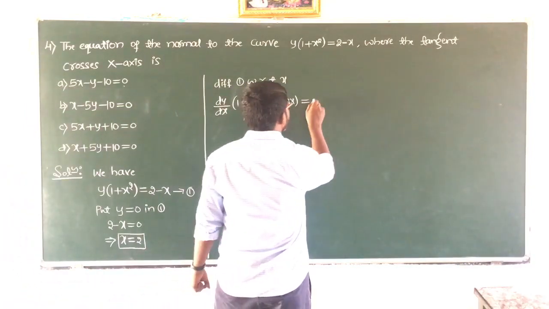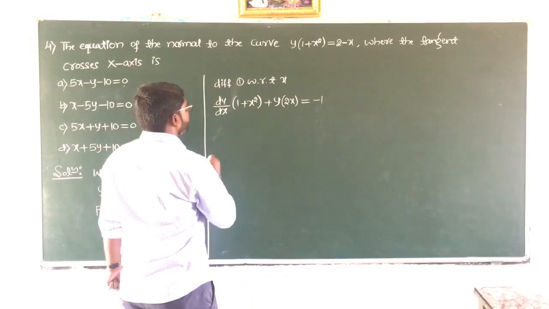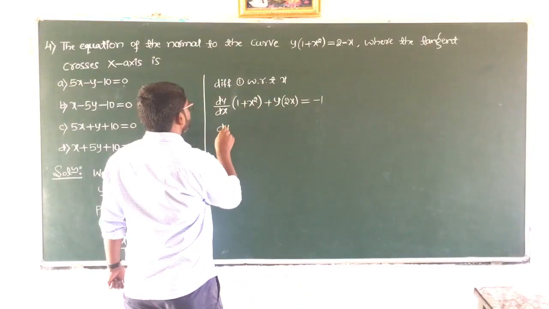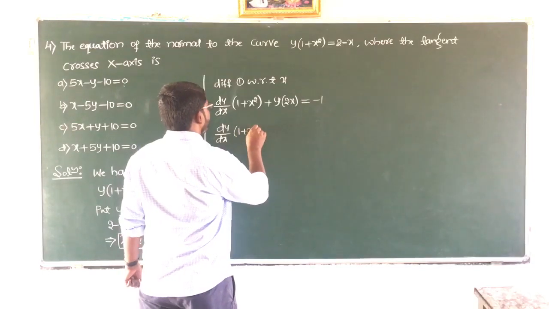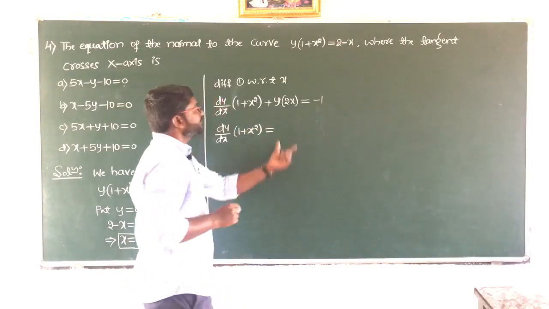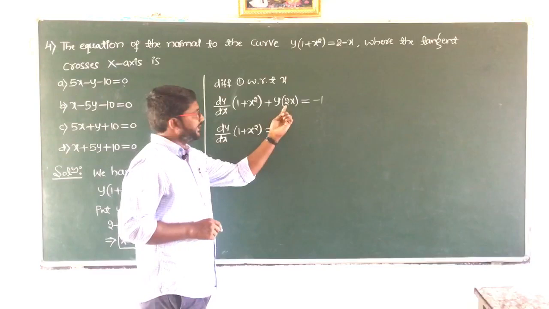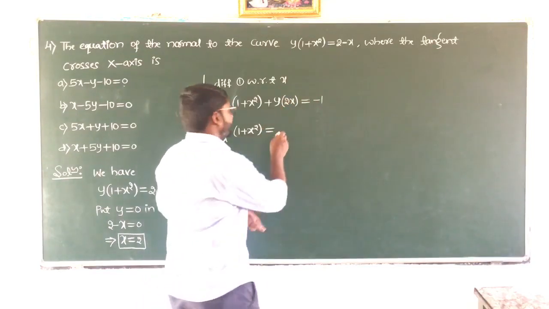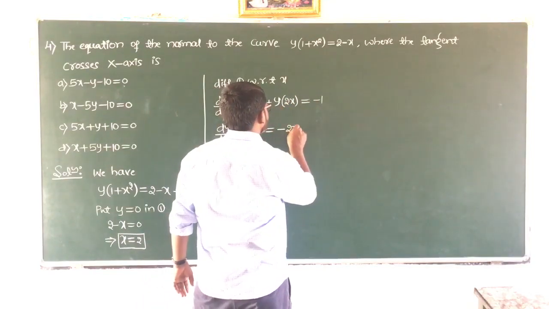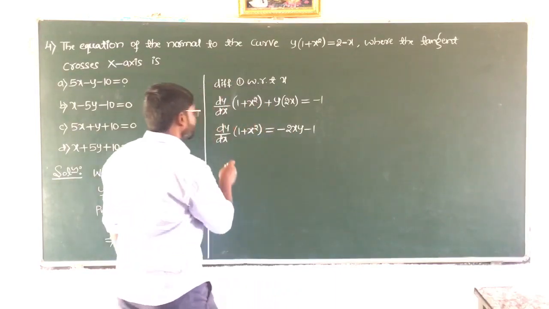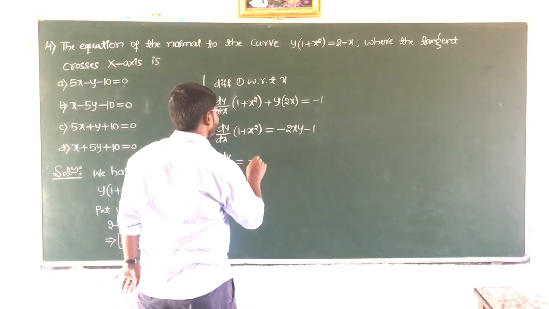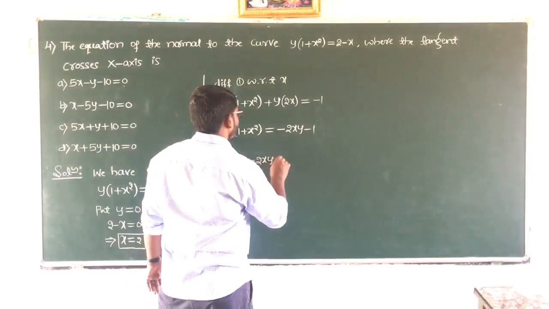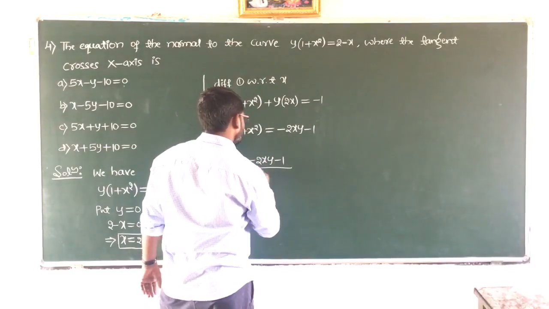So 0 minus 1 it is minus 1. So now this can be written as dy by dx into 1 plus x square, which is equal to, so this is nothing but 2xy, take it to the RHS, it becomes minus 2xy. So minus 2xy minus 1. So now dy by dx is equal to minus 2xy minus 1 divided by 1 plus x square.